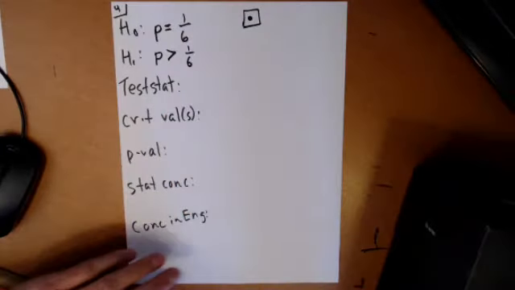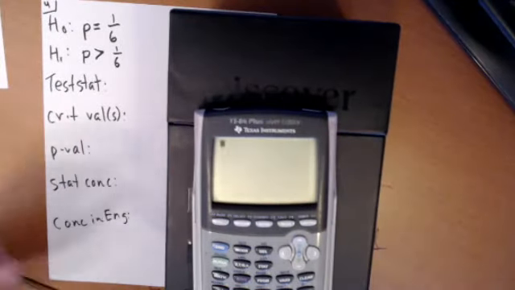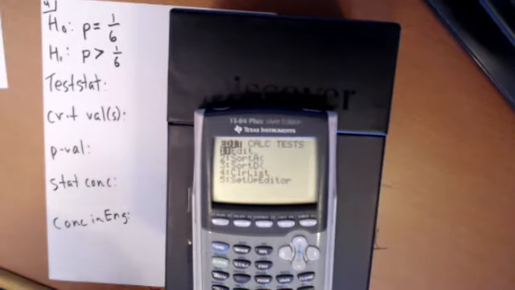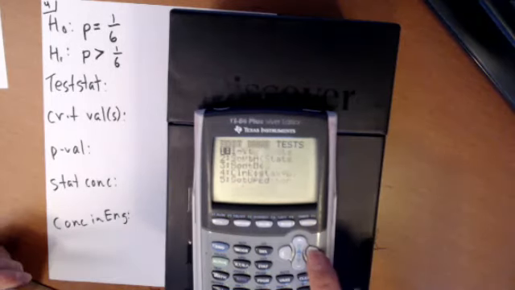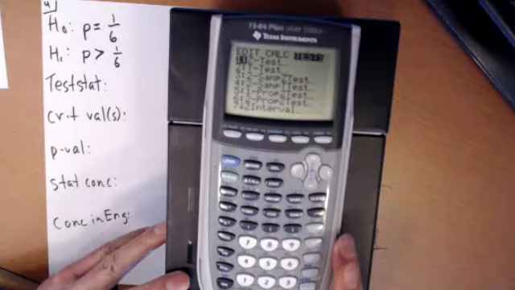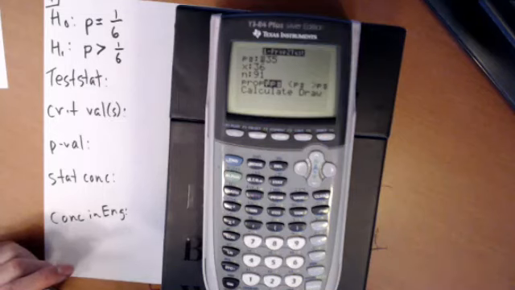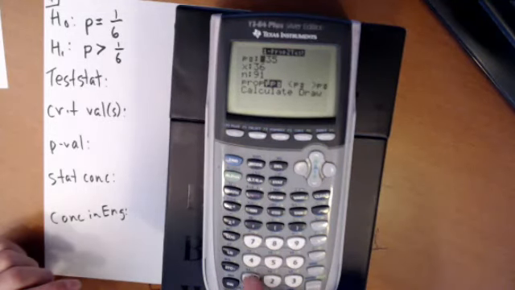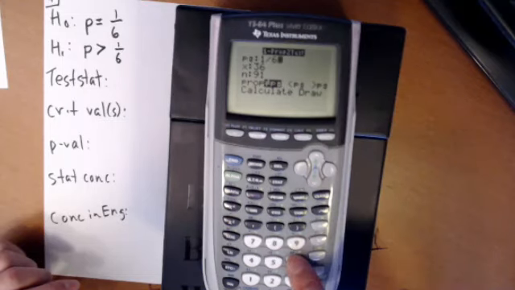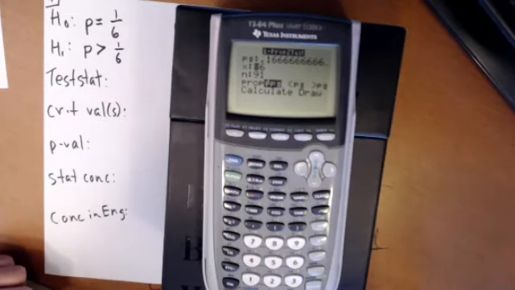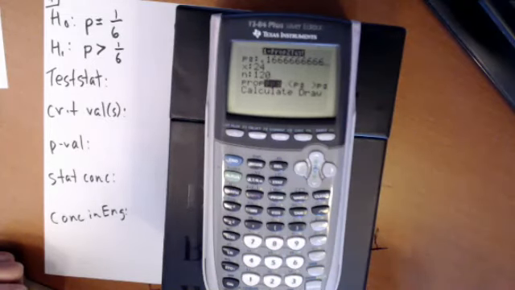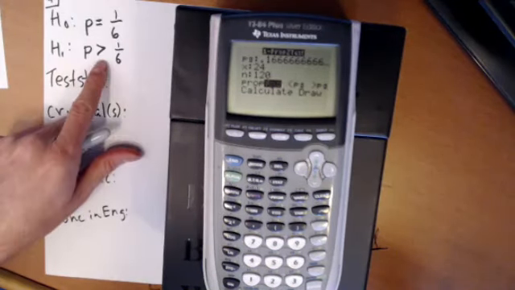Test stat. I'm just going to use the magic of my calculator. So go to stat, go to tests, go to 1-PropZTest, enter. 1/6. Let's just type in the fraction 1 divided by 6 and hit enter. Oh, thank you, calculator. It comes up 24 times out of 120. So 24, enter, 120, enter. And now we need to figure out the symbol for HA. We put a greater than symbol.